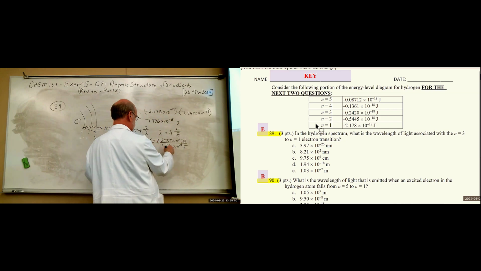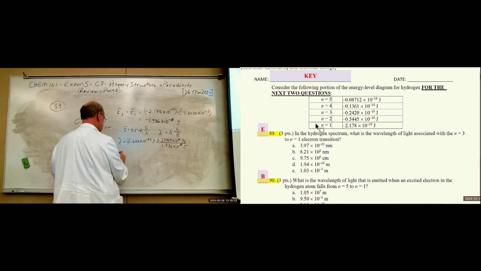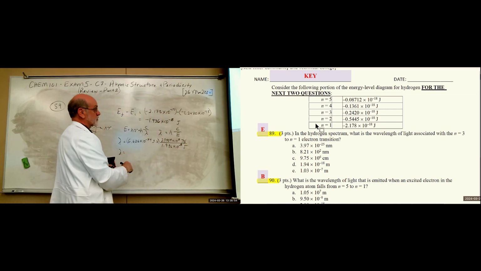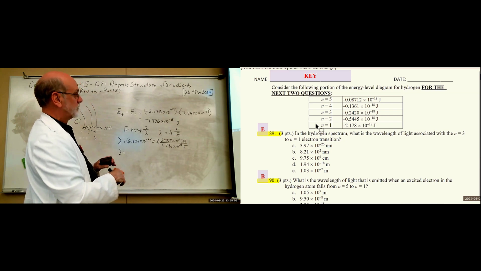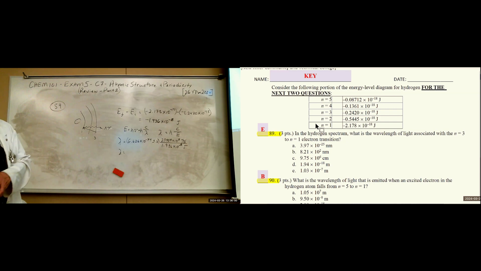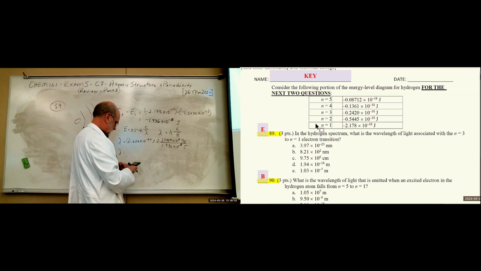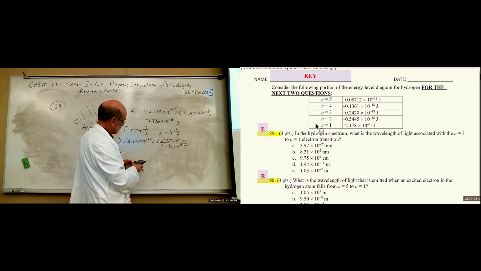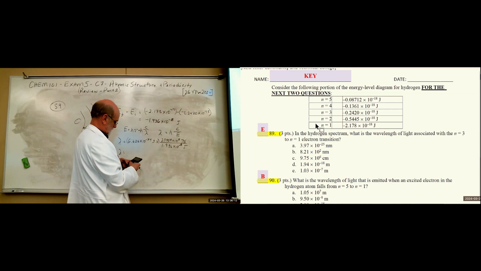Now, seconds cancel, joules cancel, and our wavelength is in meters. Right? The answers are in nanometers, aren't they? Or centimeters or meters. Okay, so we got several possibilities. All right, so let's take 6.626 times 10 to the minus 34, and then speed of light. That's that, and then 1.936.